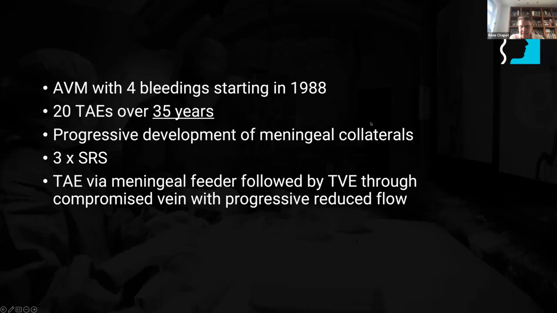Okay, so that's a lady I saw 1 year and a half ago with a major history in her past, an AVM known since 35 years. First bleeding was in 88, so 36 years ago. And a lot of treatments. She had 4 bleedings.